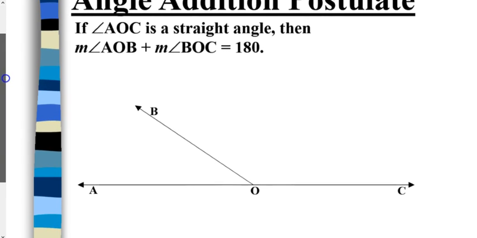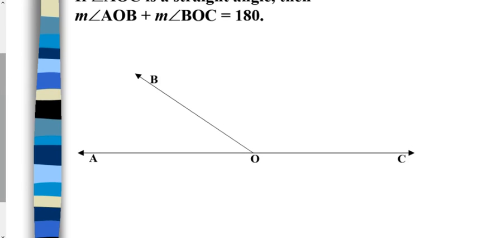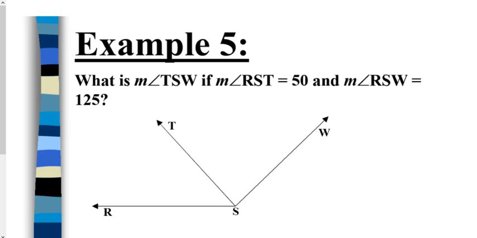If AOC is a straight line, then AOB plus BOC equals 180. All right? We only use 180 when we're dealing with angles, not measurement of segments. And that happens a lot.